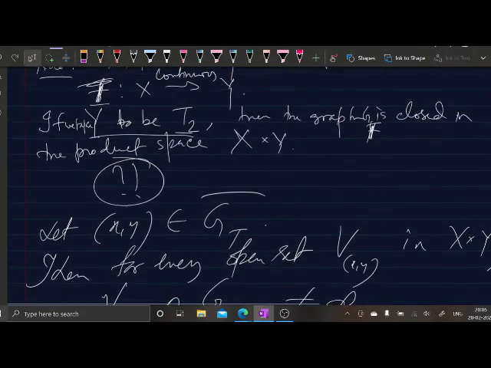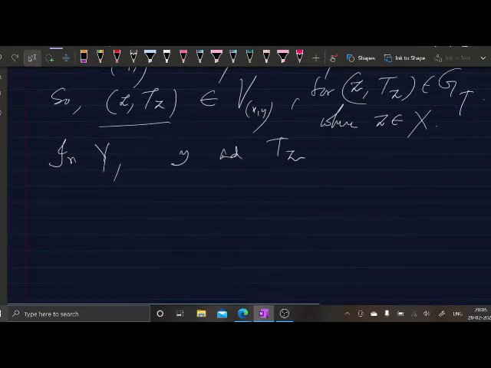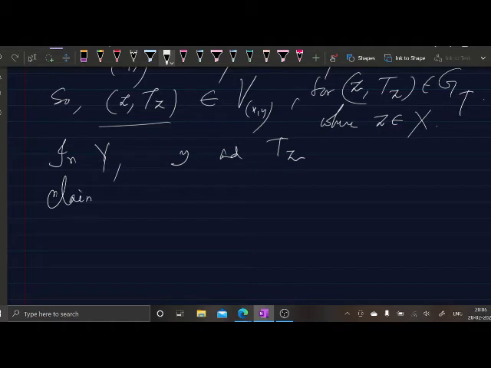Okay, so our claim is that this y is going to be equal to tz.